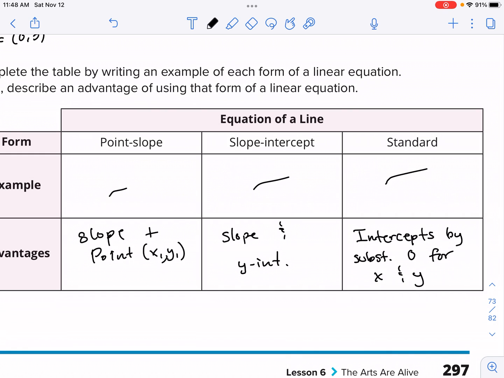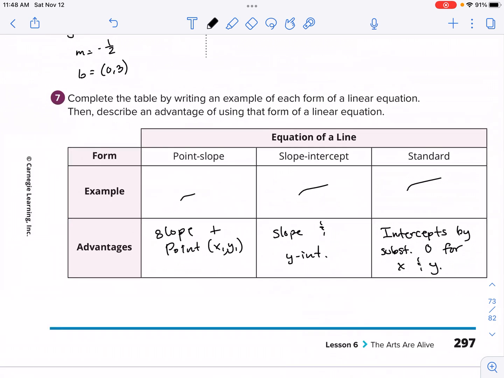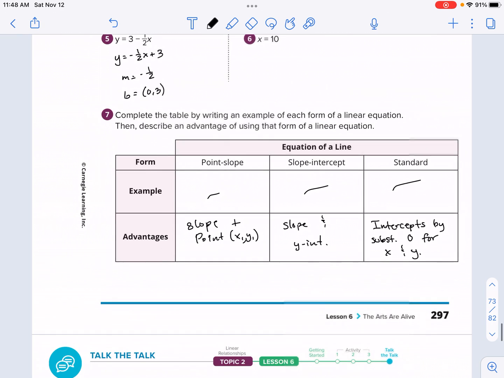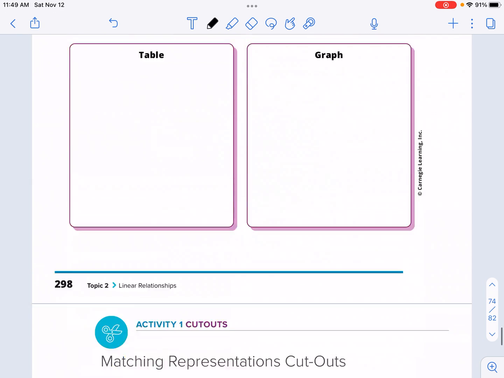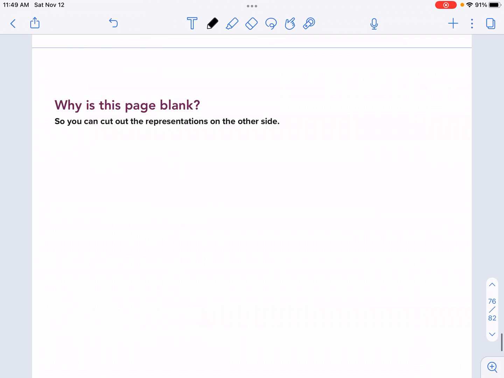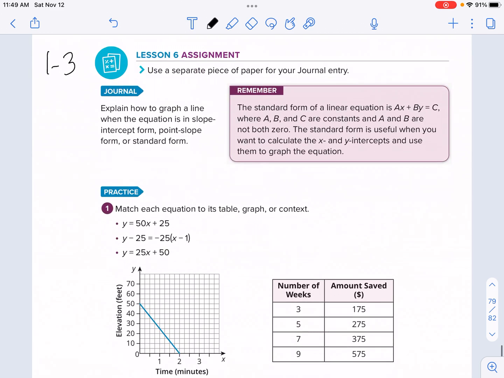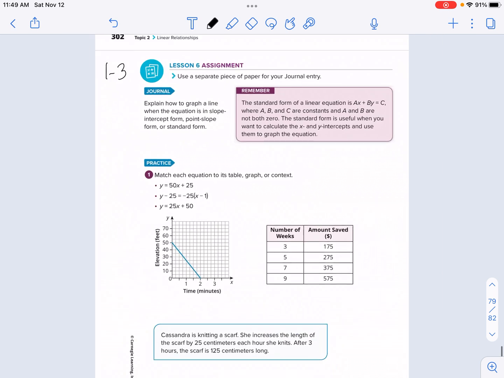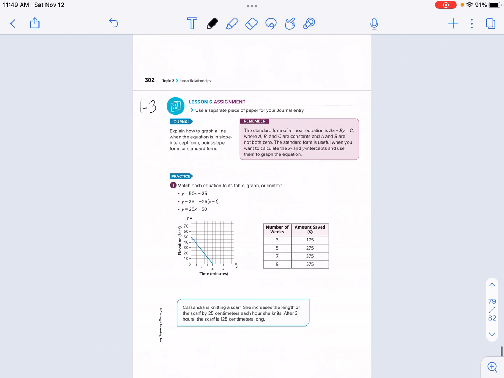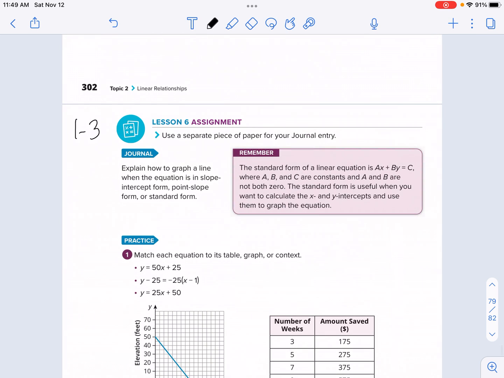And that wasn't too bad, right? Because multiplying by 0 is just 0. All right, we're skipping talk to talk. All these things are just cards from a previous activity. But on page 303, you're going to do numbers 1 through 3. They have different parts, but let me know if you have questions on that. So numbers 1, 2, and 3.